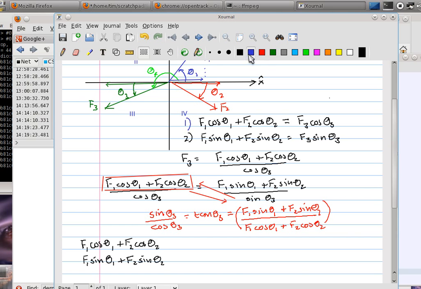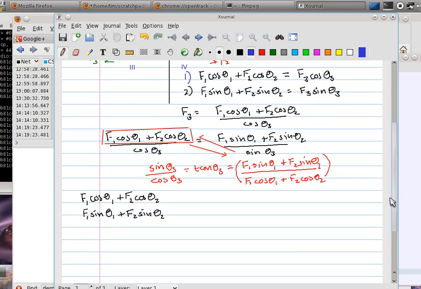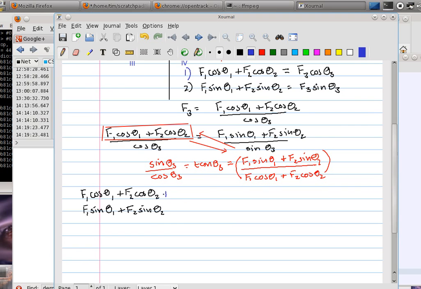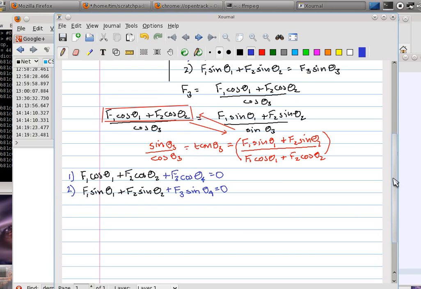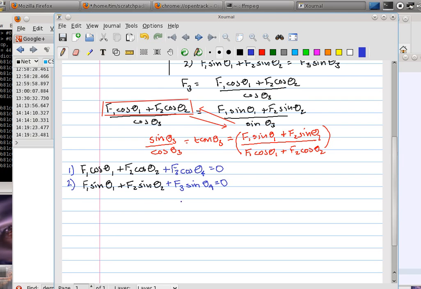So we'll grab some blue just so we can see the difference. This will be plus F3 cosine theta 4 equals 0. This is our new equation 1. And our new equation 2 will add this plus F3 sine theta 4. Now we're going to solve this for F3, and there's going to be some hair splitting going on here, but it's an important hair splitting.